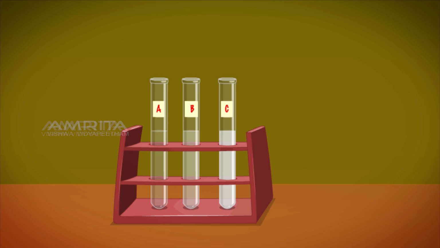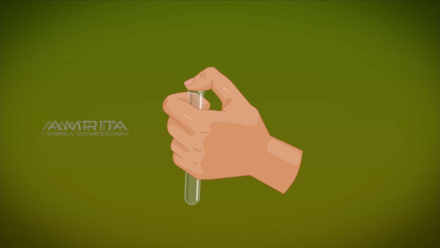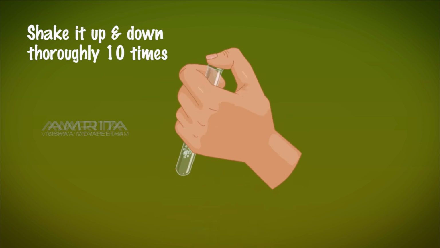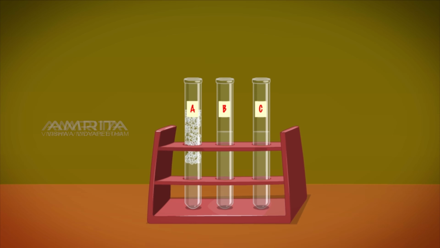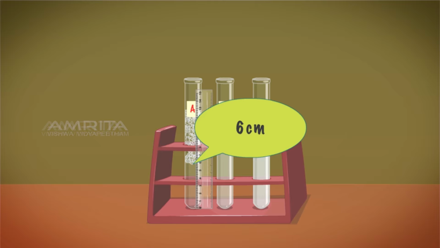Take test tube A. Hold the test tube by hand and close its mouth with the thumb. Shake it up and down thoroughly 10 times. You will notice that lather has formed in the test tube. Repeat the same steps for the other 2 test tubes. Measure the length of the lather and the final length of the soap solution in each test tube.